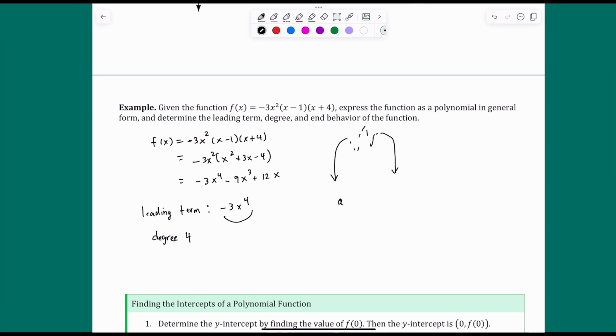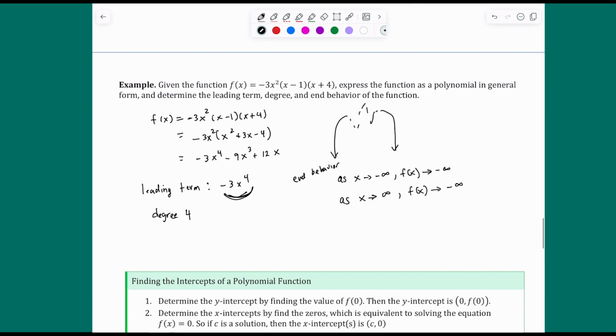Okay, so we could say the end behavior is this: as x approaches negative infinity, the graph has to shoot down, and so the y values, f of x, would have to go to negative infinity. Likewise, as x approaches positive infinity, the y values or the outputs have to go down to negative infinity as well. And I would encourage you to graph the function f of x and verify that it behaves like the leading term.